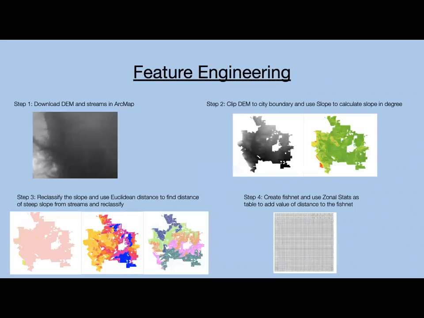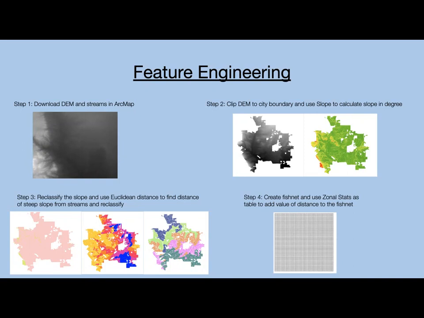I'll now briefly take you through an example of how we manipulated or engineered one of our most statistically significant features, in this case, distance to steep slope. First, we downloaded digital elevation data and streams in ArcMap. We then clipped this data to conform to the boundaries of our given city and used the slope function to calculate slope. Next, we reclassified this slope to find the distance from steep slopes to streams.